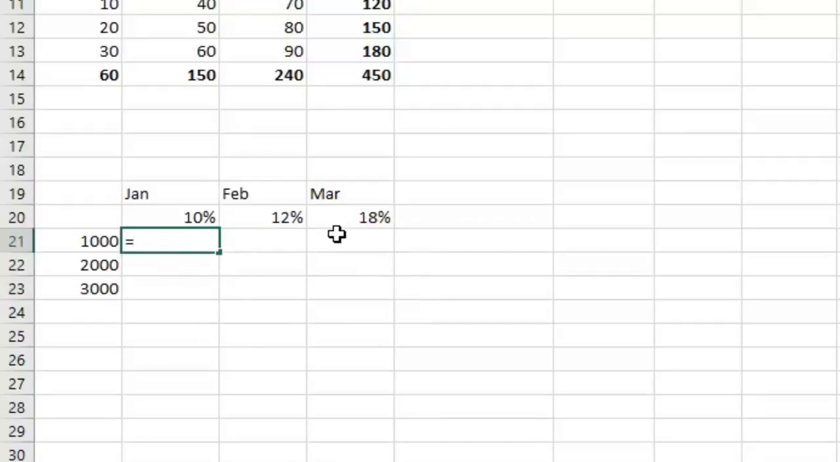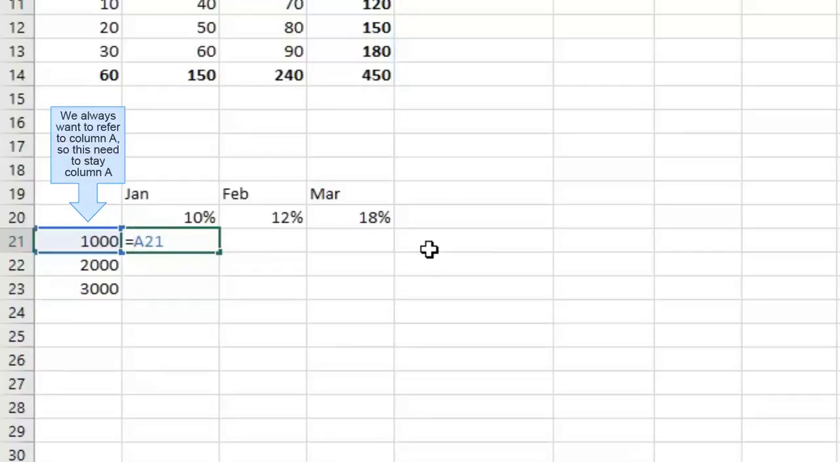Okay, so we're going to start with an equals. And we're going to click on the 1,000. And in this particular case, when I copy down, I want the 21 to change to the 22 to change to the 23, but I do not want column A to shift when I go across. So I'm going to put a dollar sign in front of column A, times, and I'm going to click on the 10%.